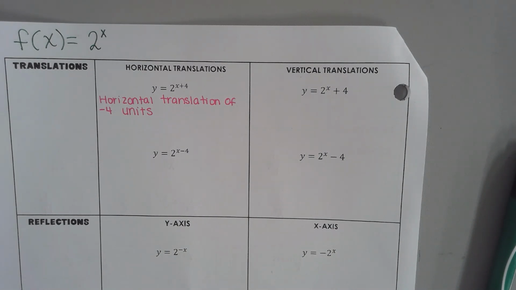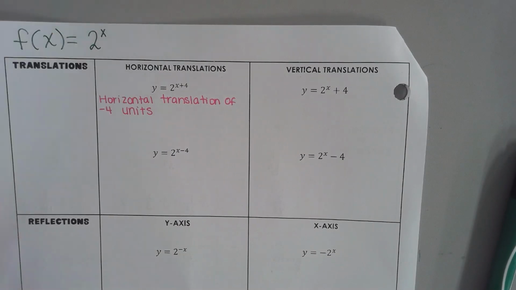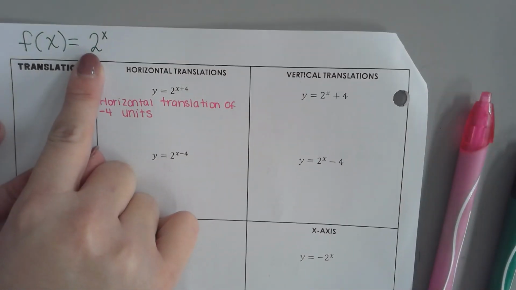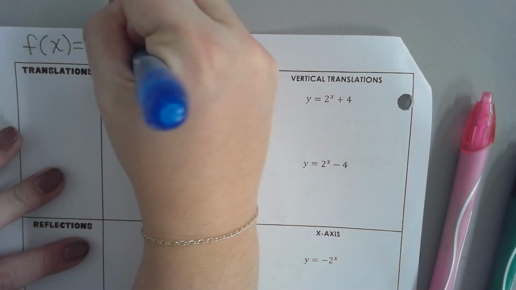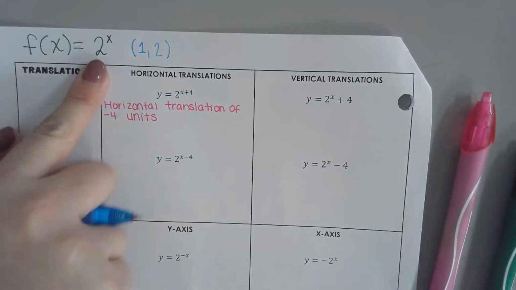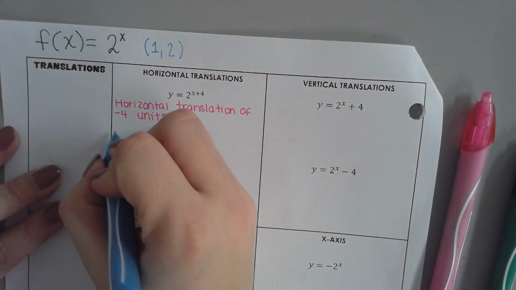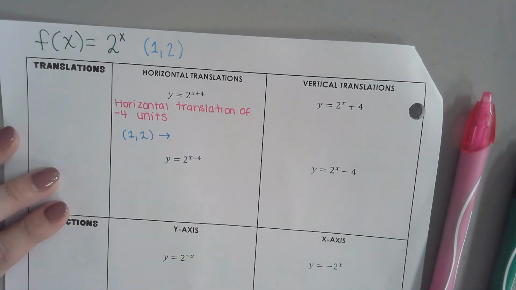But those words are not going to be there on your AP exam. Well, I take that back, I don't know that for sure. Most of these examples you're going to see in multiple choice. It would say a horizontal translation of -4 units. This 2 to the x, the point 1, 2 is on this curve. So if I start with the point 1, 2, I'm going to see how that point changes.